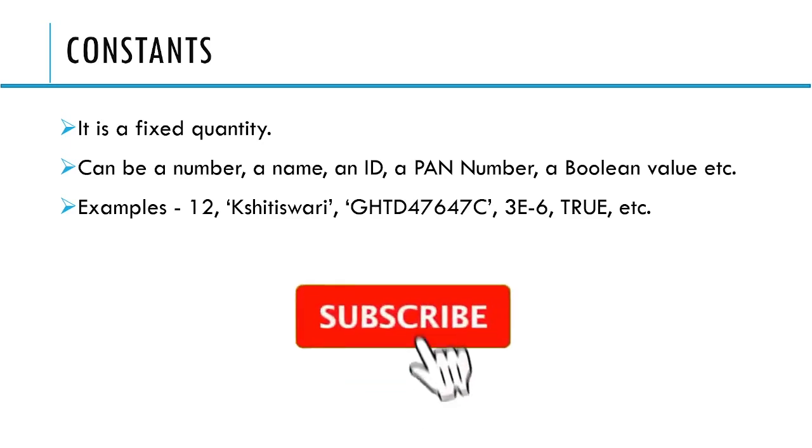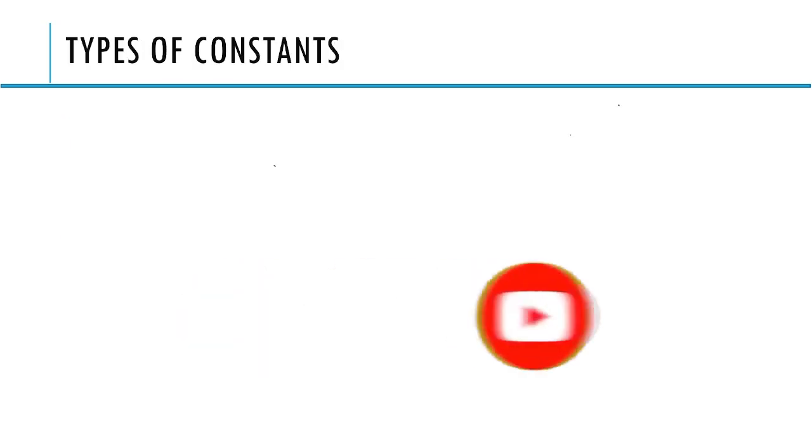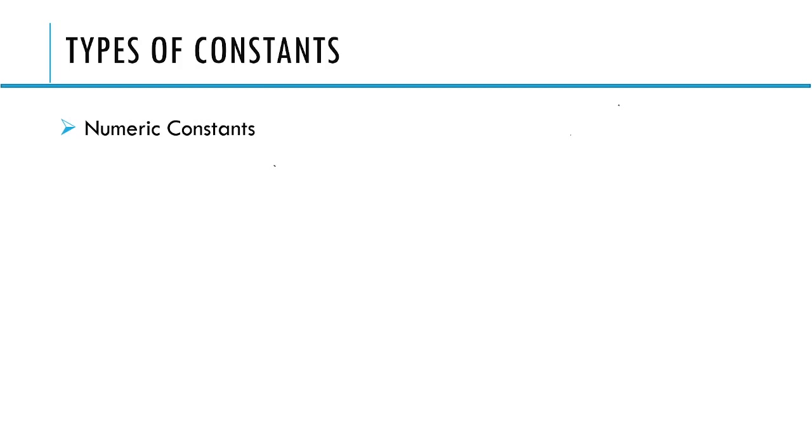Now let us know more about constants and the types of constants you are going to deal with. First one I will talk about is the numeric constant. So what are numeric constants? Numeric constants are those constants containing a number, and they are categorized as integers or doubles or complex numbers.